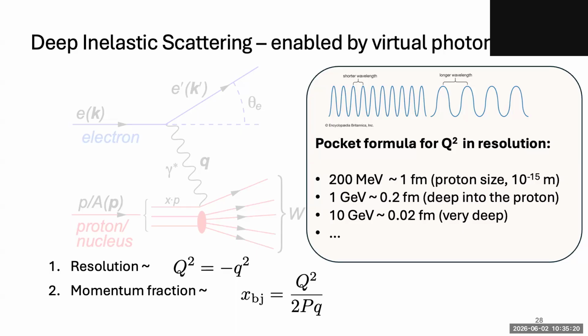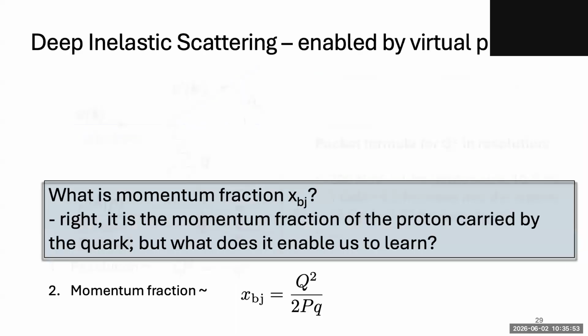So if you keep increasing your Q square, your energy or your resolution, you're actually going to a much finer scale in distance. And this is where the deep in deep inelastic scattering comes from. So that is the pocket formula you have to remember. I will quiz you: 1 Fermi, 200 MeV. And this 200 MeV is a very important scale to our problem, to our QCD. This is actually very intuitive, just the probe resolution. So now, can anyone tell me what is momentum fraction?